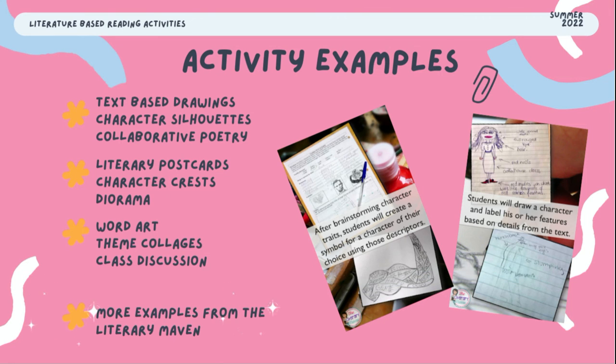A few activity examples. You could have text-based drawings, character silhouettes. I love the character silhouettes, and you can find those. I'm not an artsy person, so I have to look on Teachers Pay Teachers, but there's usually one on there for every book you can think of. The kids love them. They look cool hung up. Very interesting. But we've got literary postcards, of course, dioramas, word art, all kinds of, the sky's the limit here. Like you said, if you can think it, it's going to be okay.